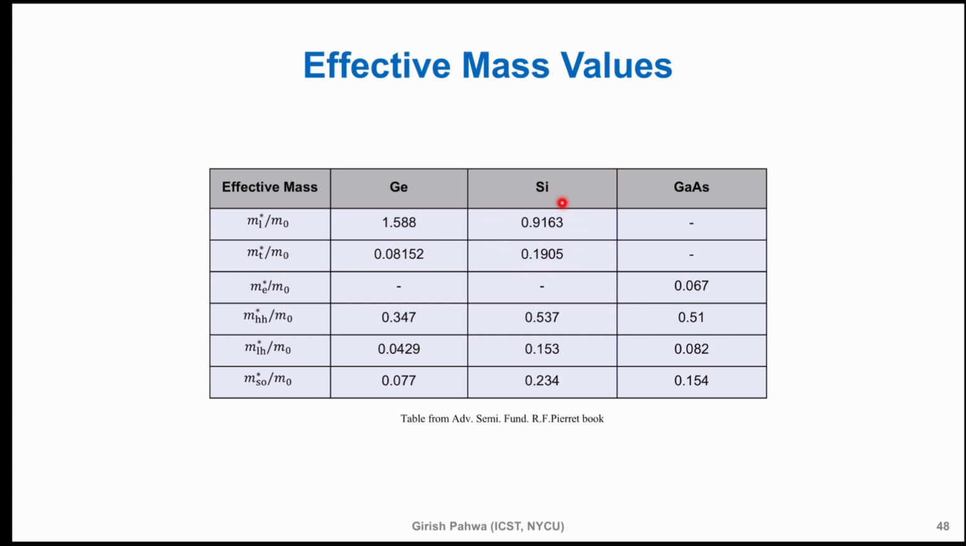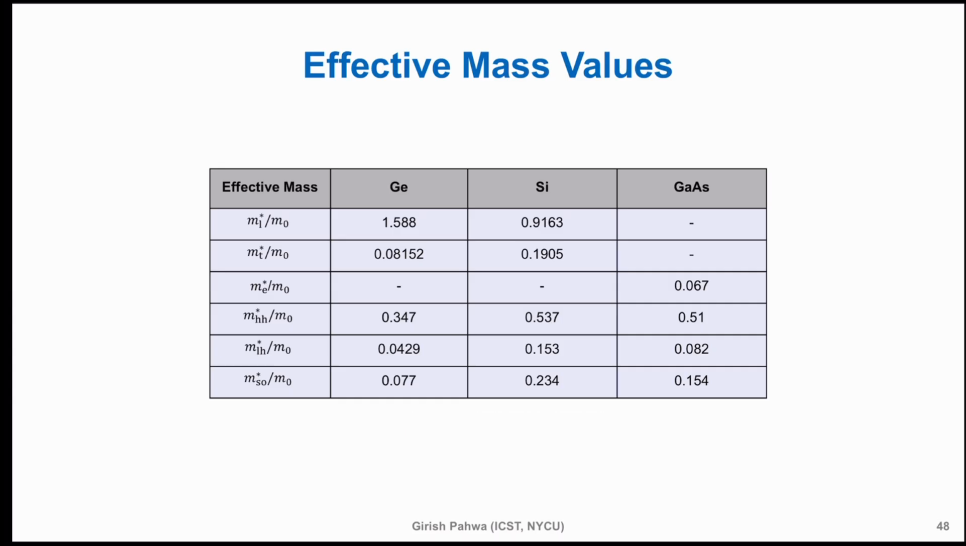These two values you will find used at several places, because silicon is the most important material for us. And for the holes, now you have three types of effective masses: MHH, MLH, MSO. What does this mean?